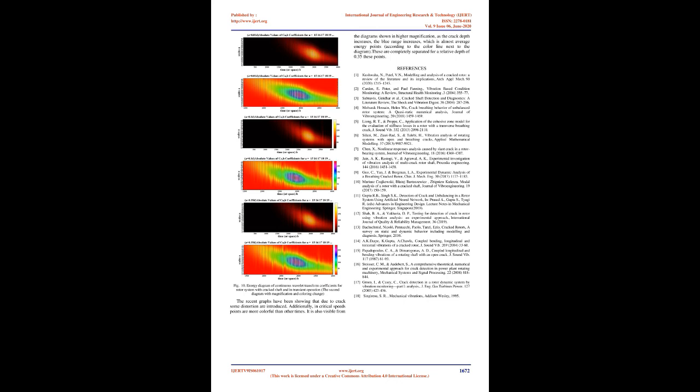Fig. 10 Energy diagram of continuous wavelet transform coefficients for rotor system with cracked shaft and in transient operation, the second diagram with magnification and coloring change. The recent graphs have been showing that due to crack some distortions are introduced. Additionally, in critical speeds points are more colorful than other times. It is also visible from the diagrams shown in higher magnification.